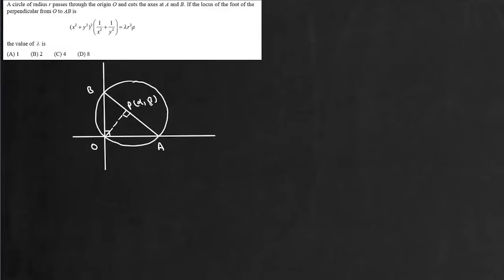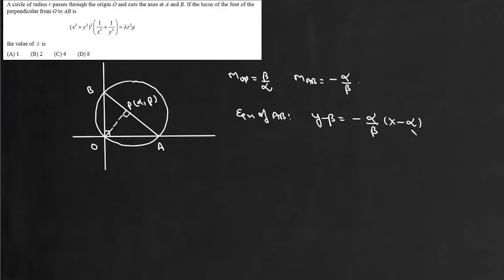Now what we'll do is, we'll first find equation of this line AB, and then we'll find these points A and B. So slope of OP is beta upon alpha. Then slope of AB will be minus alpha upon beta. Now once we have point and slope, we can write equation of AB. So we'll write equation of AB as y minus beta equals minus alpha upon beta into x minus alpha. So we'll get this equation as alpha x plus beta y will be equal to alpha square plus beta square.